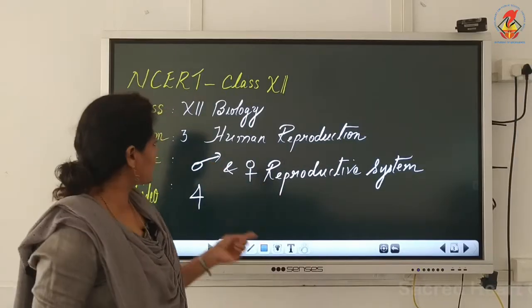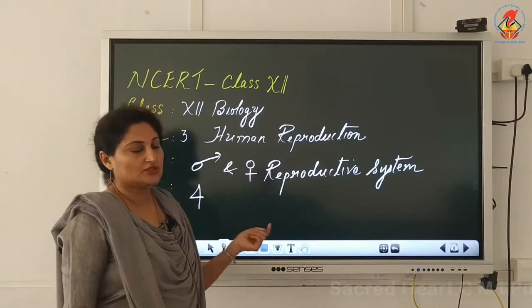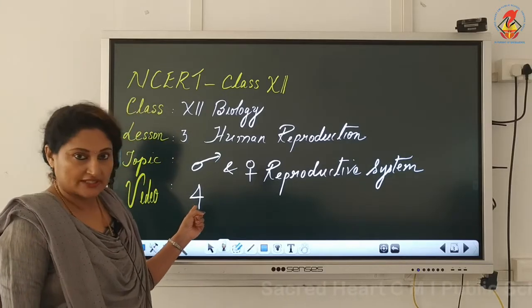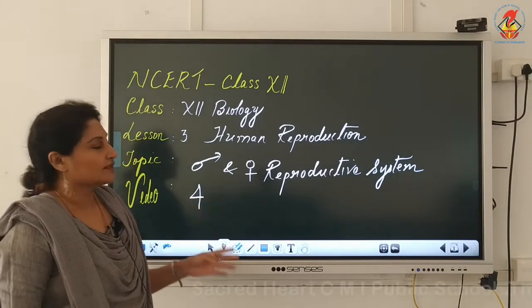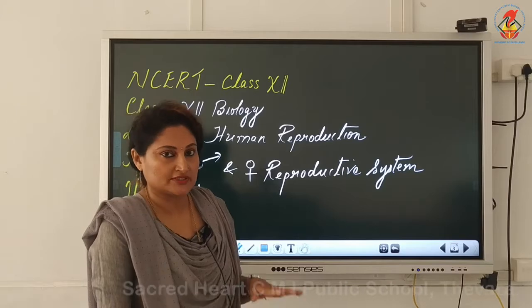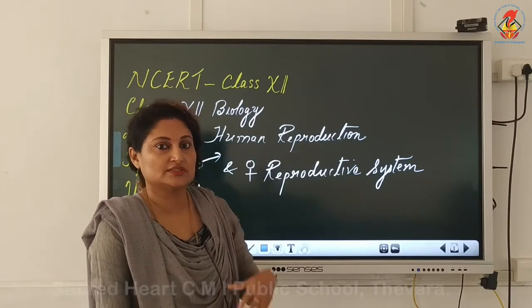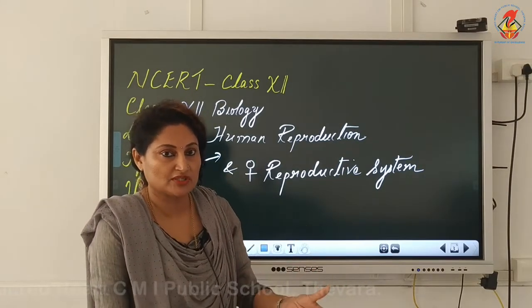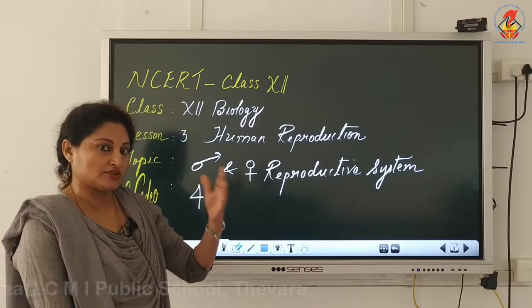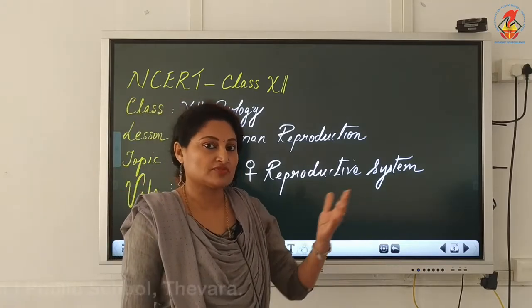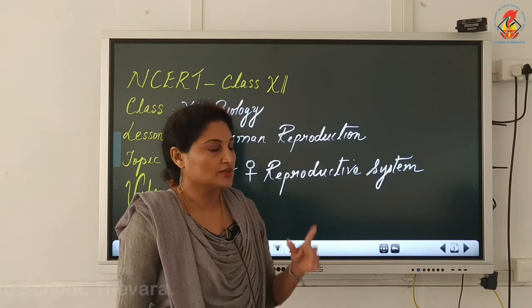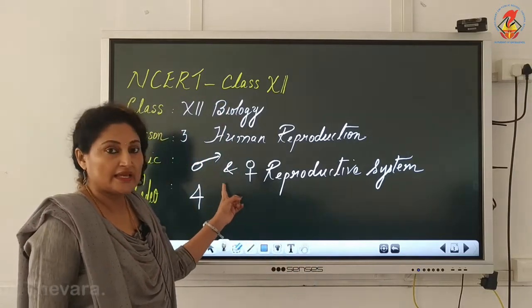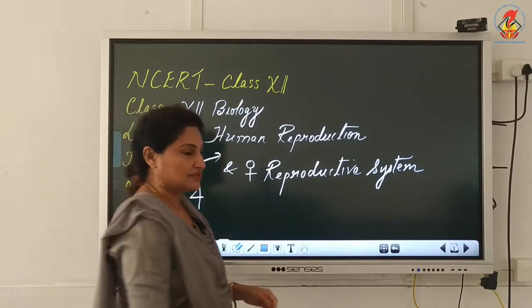The next topic in the same chapter, human reproduction, the next video, comprises the male and female reproductive system. In the textbook, this is the beginning of your chapter, but I took it based on the synopsis I've given, which starts from the first chapter. Okay, so now we are going to learn the male and female reproductive system in detail.